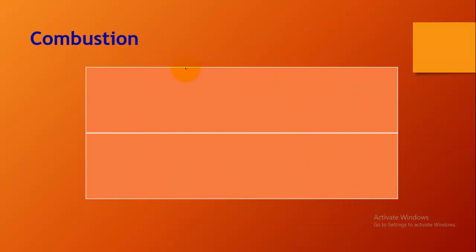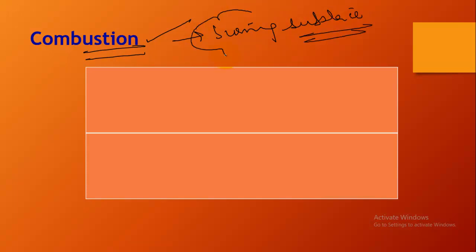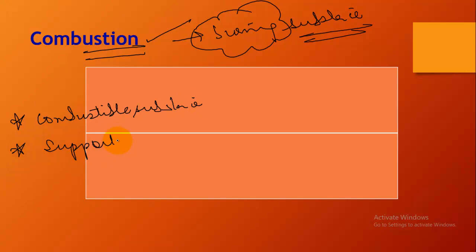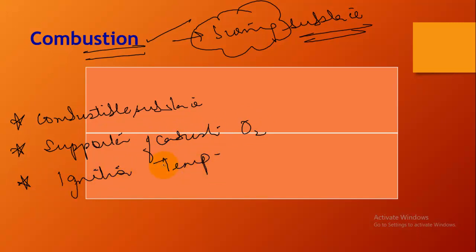The next property we have is combustion. Combustion means burning any substance. And we know that for burning any substance, three conditions are necessary. One, there should be a combustible substance, that is, a substance that can catch fire. There should be a supporter of combustion, which we know is oxygen gas, and there must be a proper ignition temperature, that is, the temperature at which the substance catches fire.